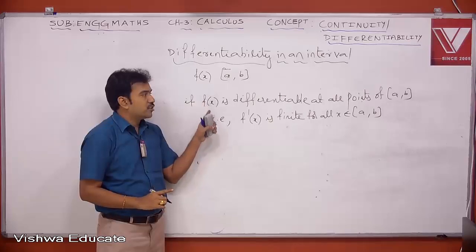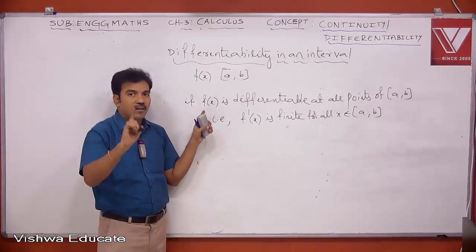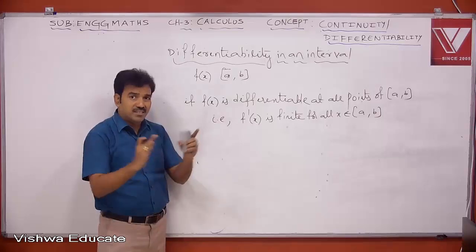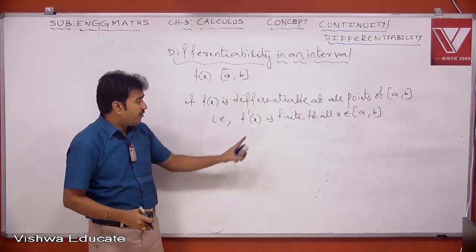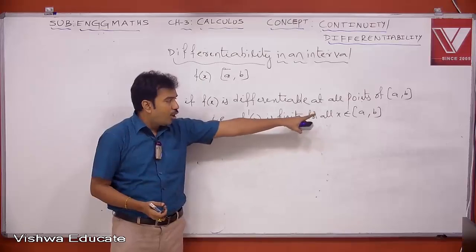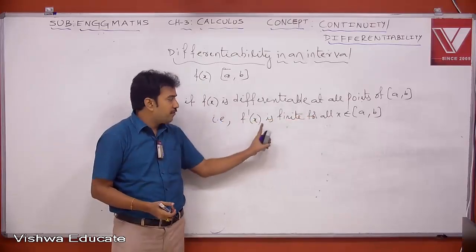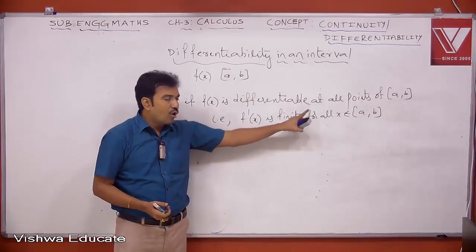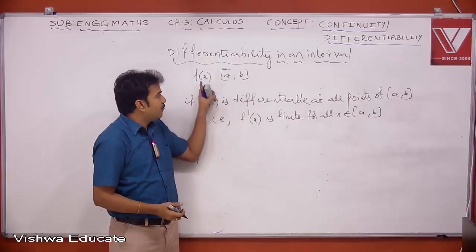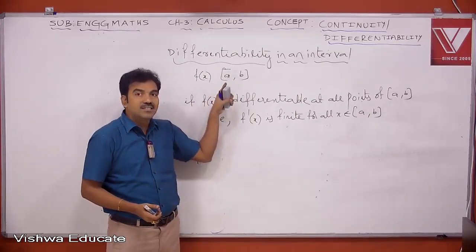Earlier we have seen differentiability of a function at a single point. Now we are discussing differentiability of a function in a closed interval, a bigger set. So find the derivative of this function, the general derivative. Replace x by all points of this interval. So if f dash of x is finite for all x belonging to closed interval a comma b, then we say that f of x is differentiable in this interval.